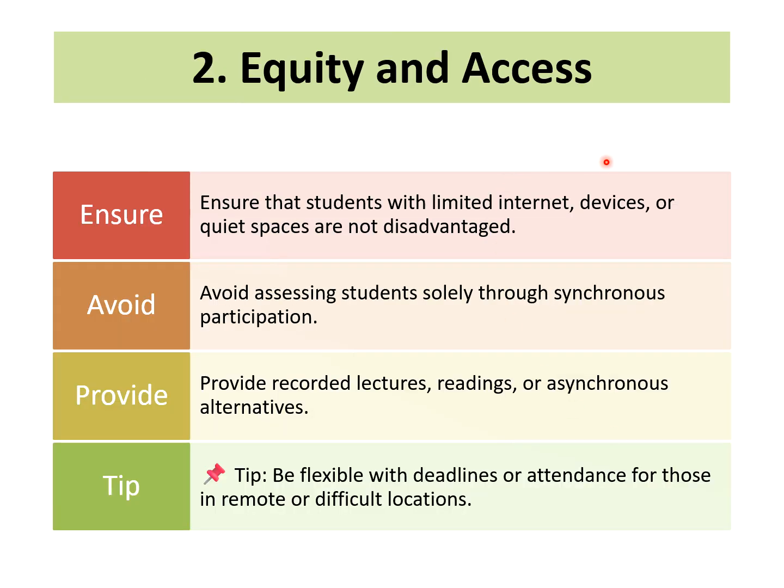Okay. Second, equity and access: ensure that students with limited internet, devices, or quiet spaces are not disadvantaged. You need to ensure equity and equality as well. For example, the students living in hostels who do not have adequate internet access, or don't have the devices with them, you have to provide them an equal chance of accessing all these things. Avoid assessing students solely through synchronous participation, and provide recorded lectures, readings, or asynchronous alternatives as well.